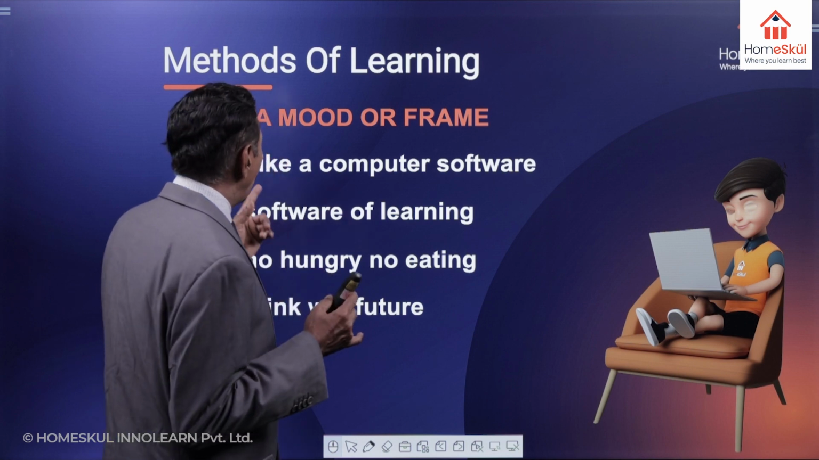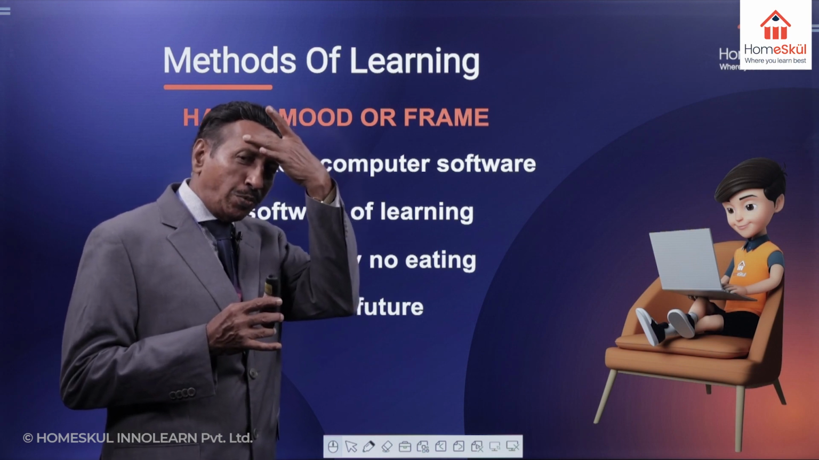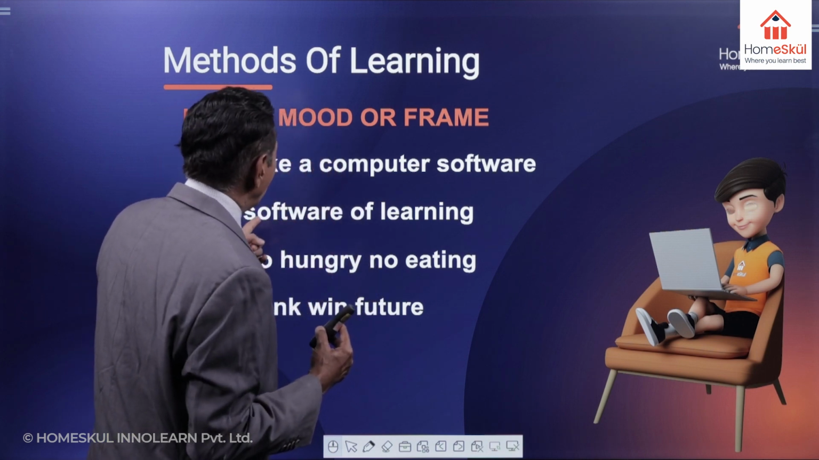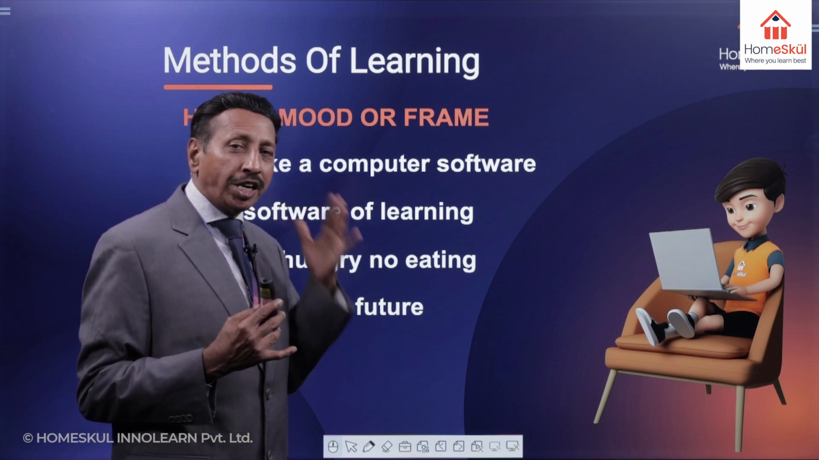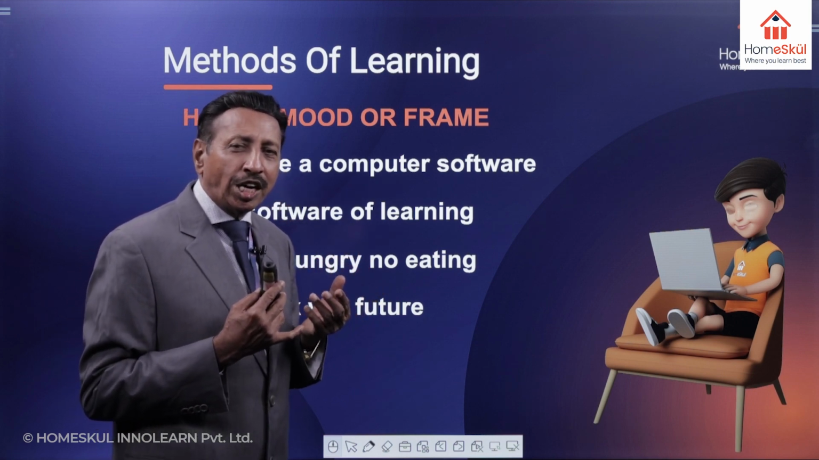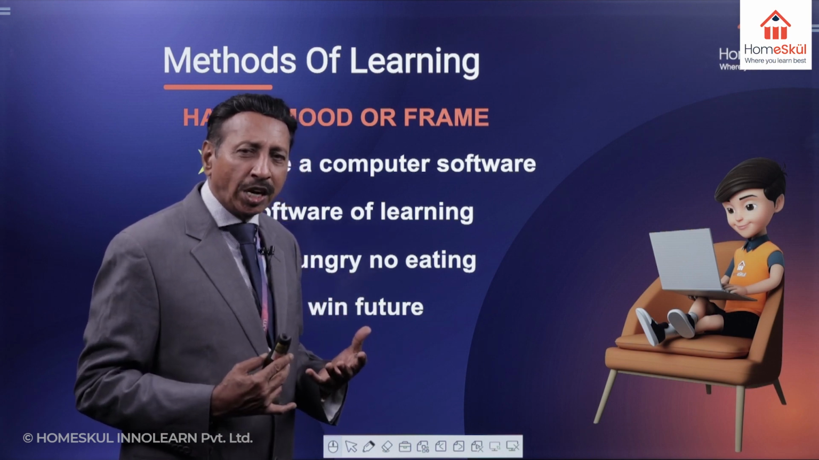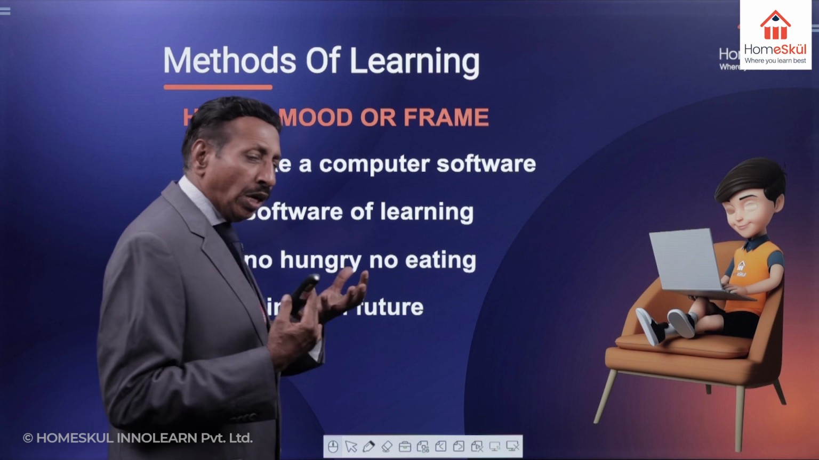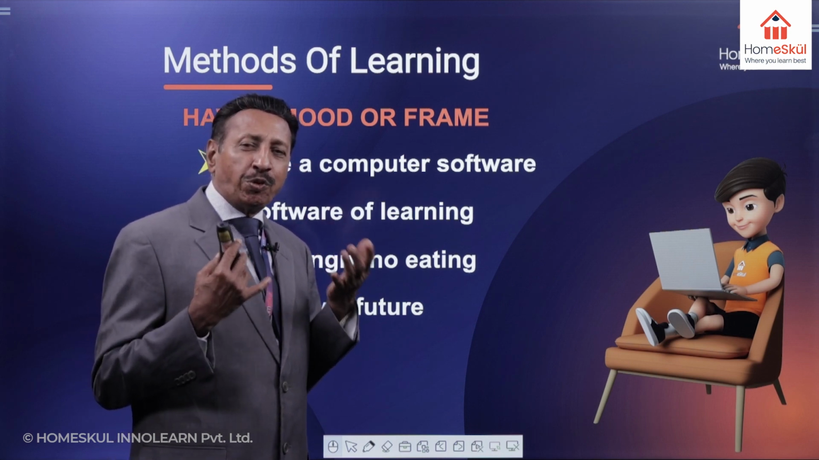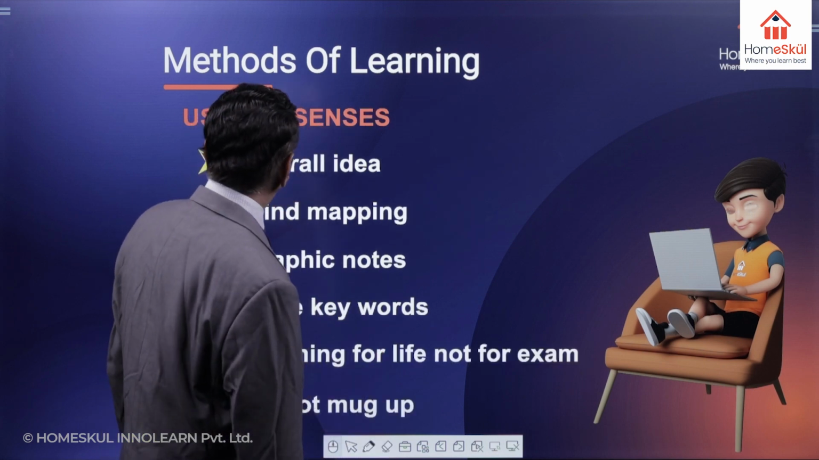Why? Because our brain is like computer software. As I already told you, we have a supercomputer. You remember your value, 100 crores. You are a very valuable person. So, the software of learning should be on in your computer. That is the mood which you have to create. I will tell an example. If you want to eat, you should be hungry. Like that, if you want to learn effectively, you should have a mood. You should have a desire to learn. And always you have to dream about a future success. Think win future. Right? Let's proceed.